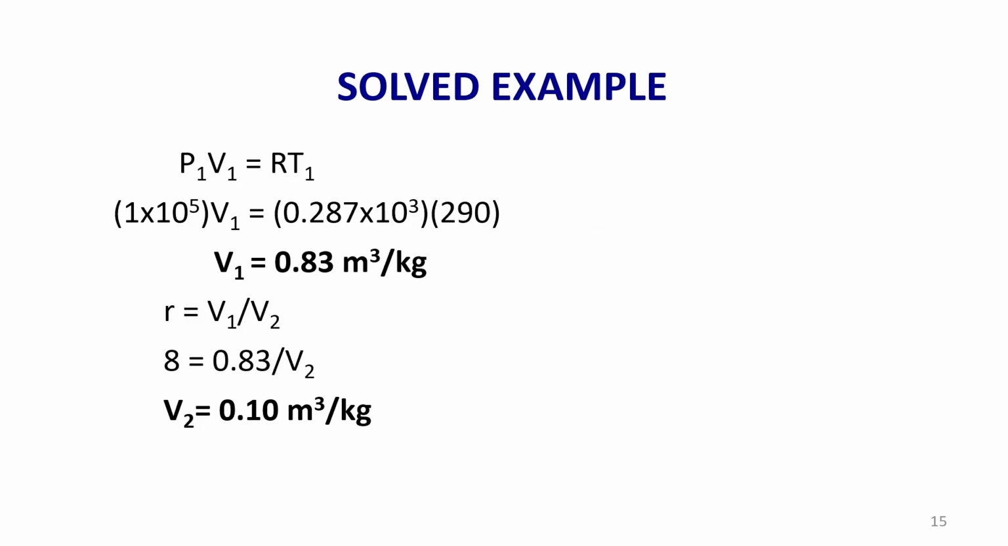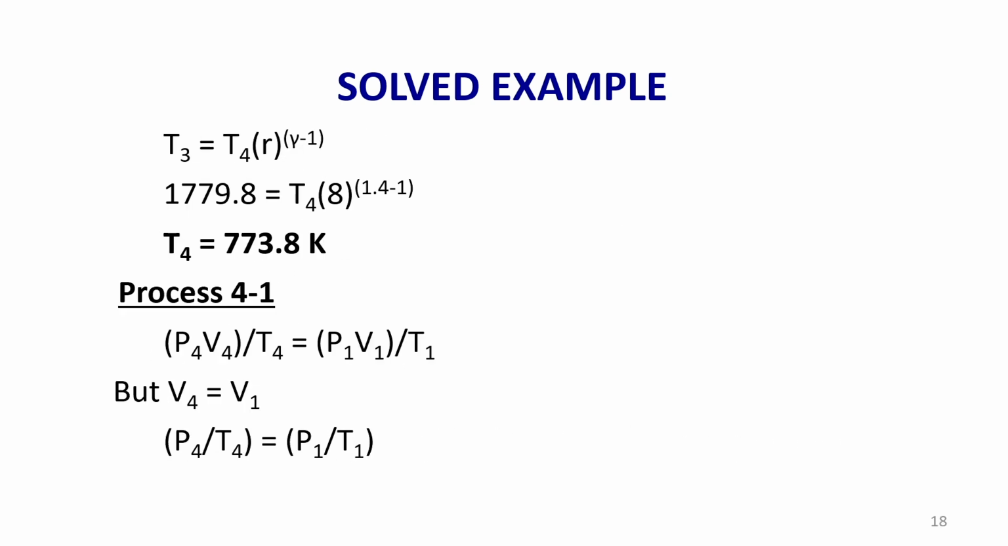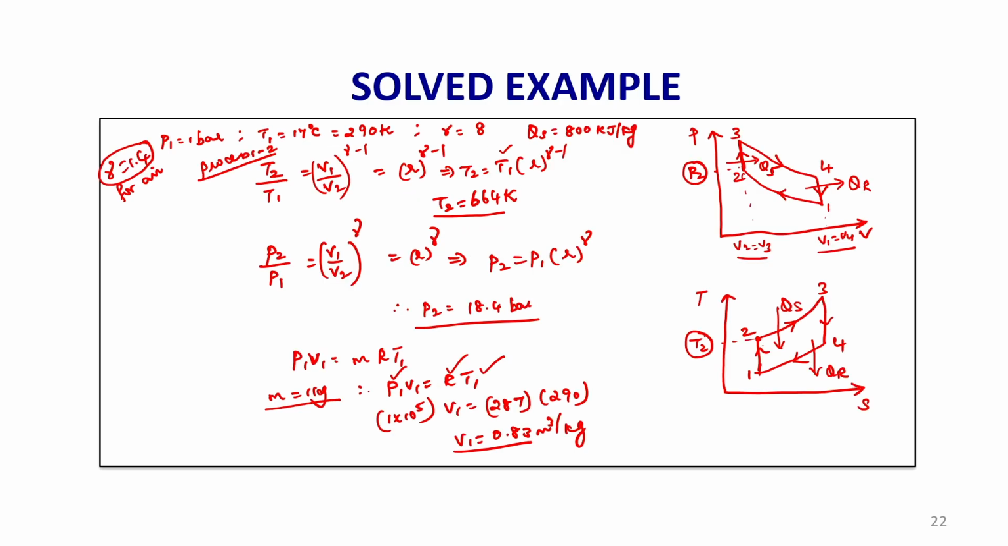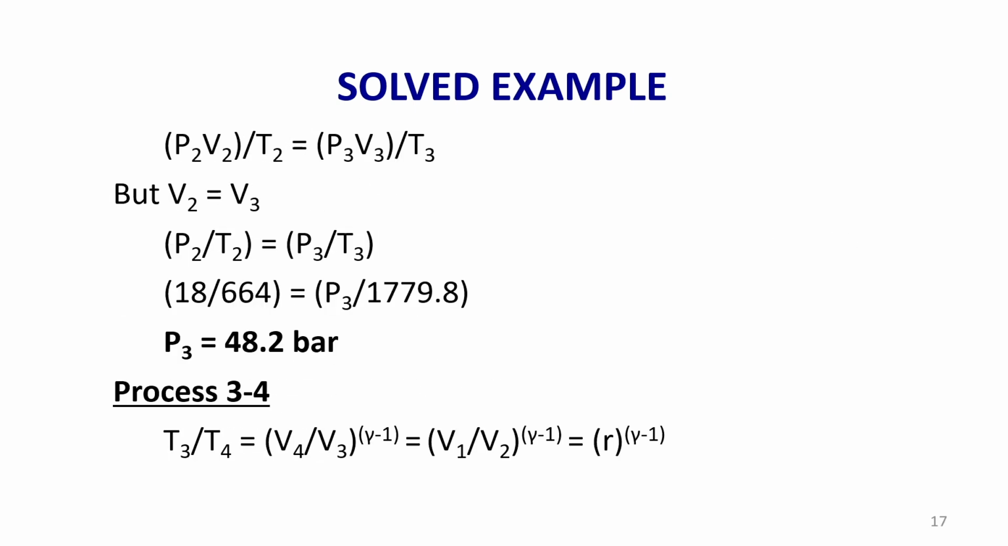V2 is 0.1. After compression the volume gets reduced and the pressure increases. So, V2 should be less than V1. V1 is found to be 0.10 meter cube per kg, which is less than V1. So, at state point 1 we have found pressure and temperature, which are given, and volume has been determined. Similarly, at state point 2, P, V, T, all the properties have been found out. Now, let us go to state point 3.